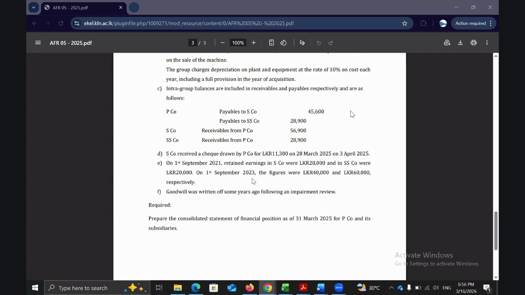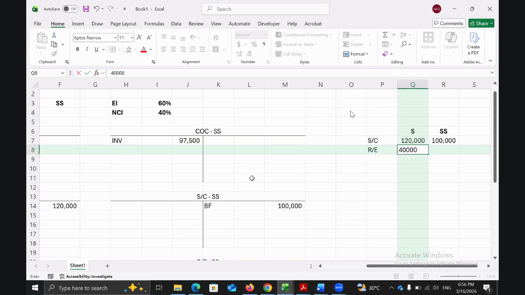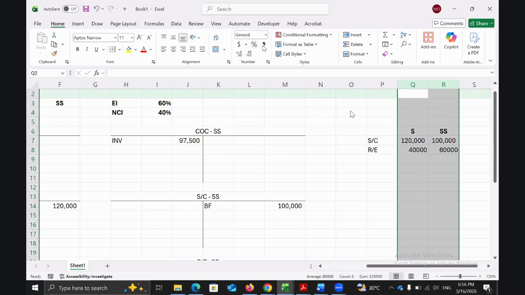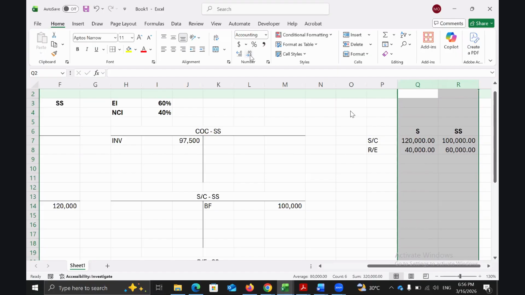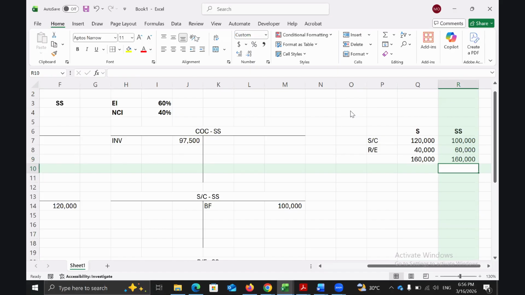Hope now it is clear to you. Then we need to take 40,000 and 60,000 here. Is it clear to you? Good. Then we'll take the proportionate amount.